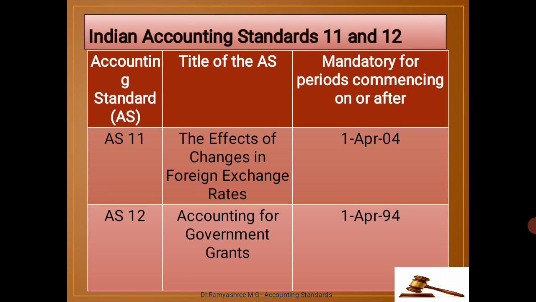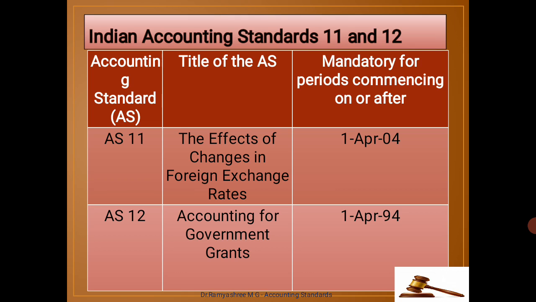An enterprise should disclose the following in financial statements: the amount of exchange difference included in the profit and loss account, the amount of exchange difference adjusted in the carrying amount of fixed assets during the accounting period, the amount of exchange difference in respect of forward exchange contracts to be recognized in the profit and loss account for one or more subsequent accounting periods.